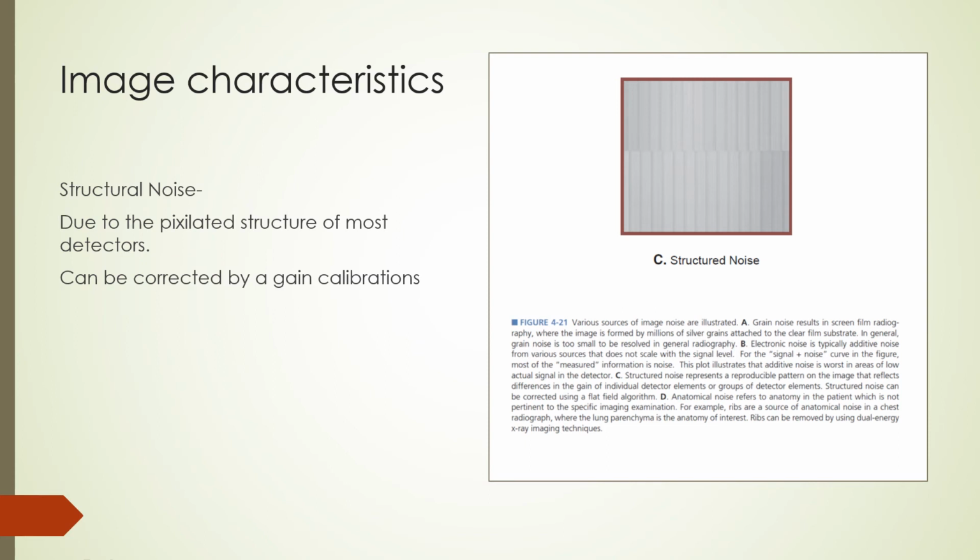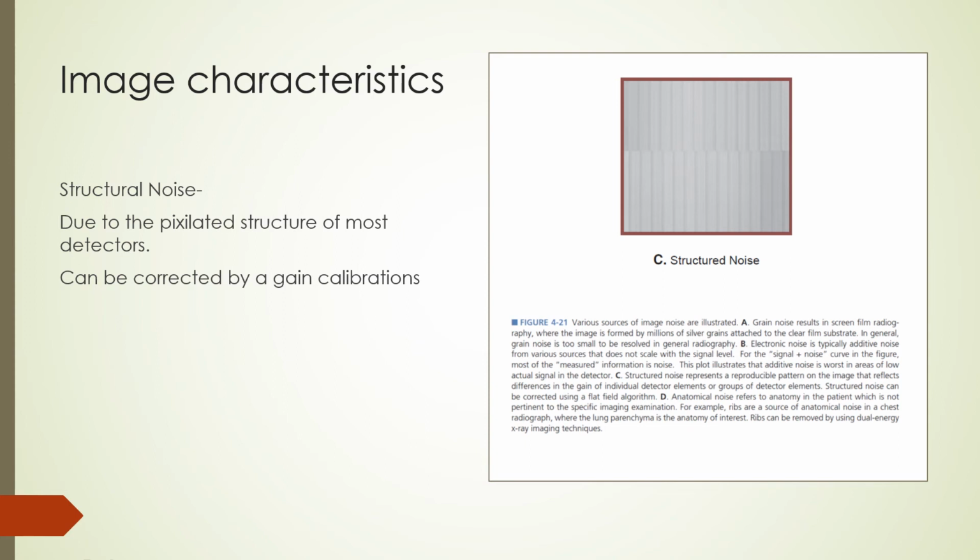This is due to the pixelated structure of most detectors. Detectors are read out in parallel channels to reduce readout time. Each channel uses its own amplifier circuits. If amplifier circuits are not perfectly tuned with respect to each other, they will have different noise and gain characteristics, leading to structured or fixed pattern noise in images acquired using these detectors.